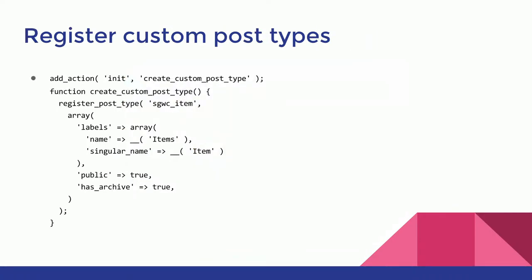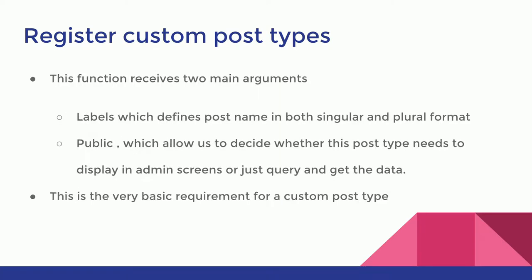So this is the way that WordPress can create a custom post type. It's a really simple function. At the top, there's this add_action. It is the hook that we use to hook the custom post type into WordPress. And there are a few arguments that we need to pass. These are the required arguments, the main two arguments that we need to pass when registering a custom post type.